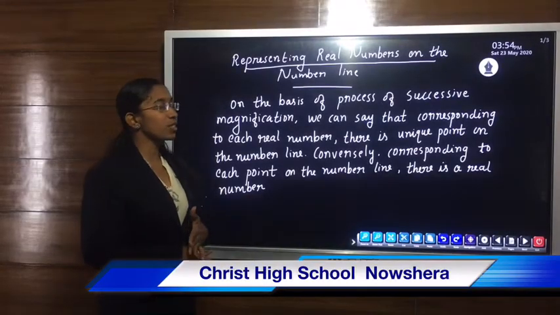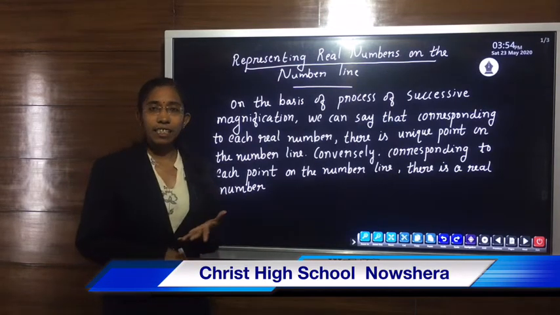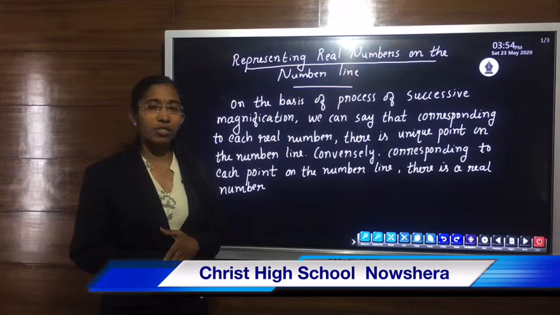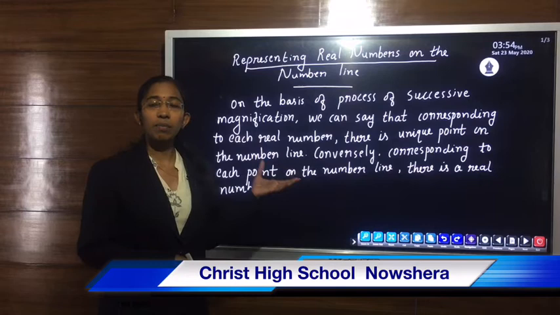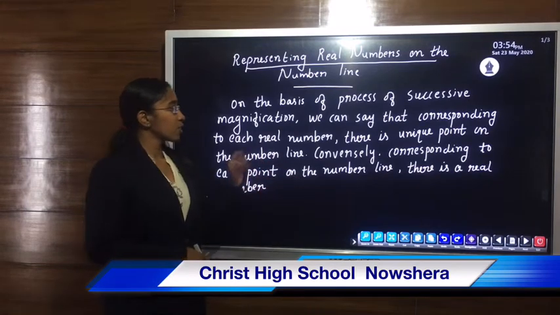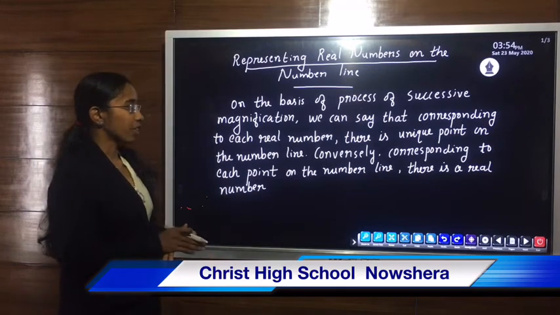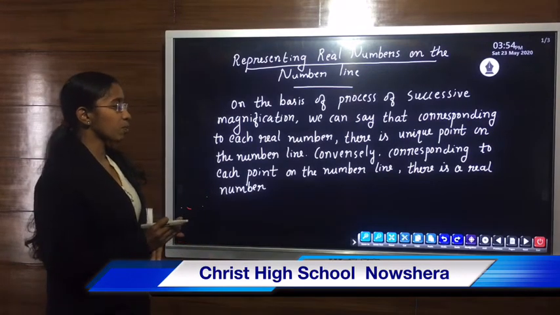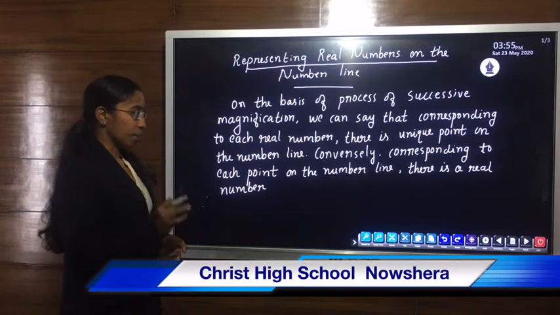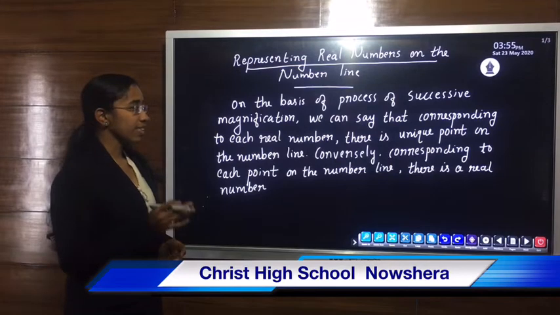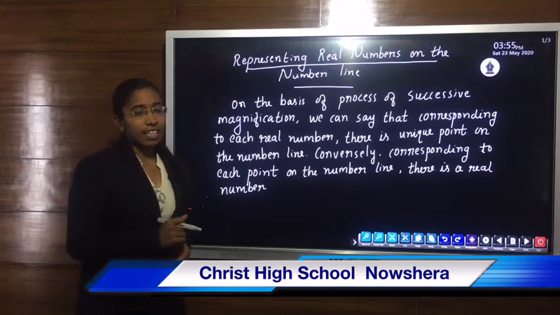Represent real numbers on the number line. In the previous section we have seen that any real number has a decimal expansion. In this section it helps to represent those decimal expansions on the number line. On the basis of the process of successive magnification, we can see that corresponding to each real number, there is a unique point on the number line. Conversely, corresponding to each point on the number line, there is a real number.